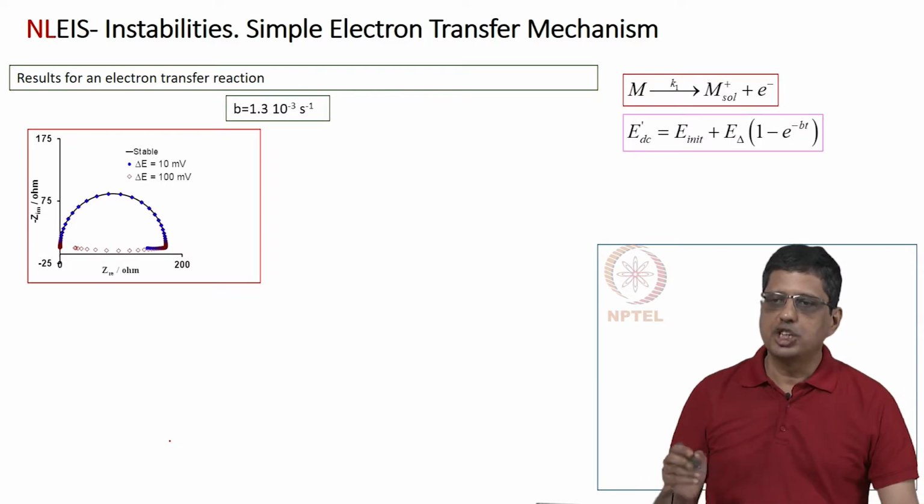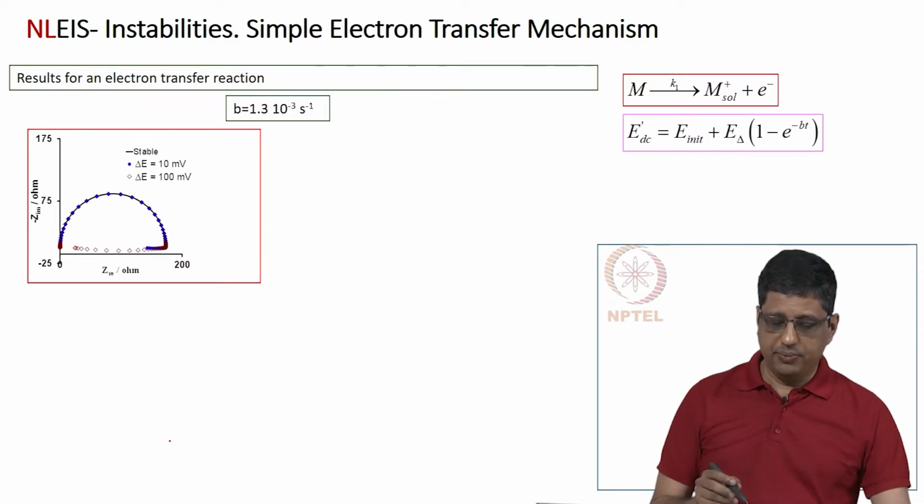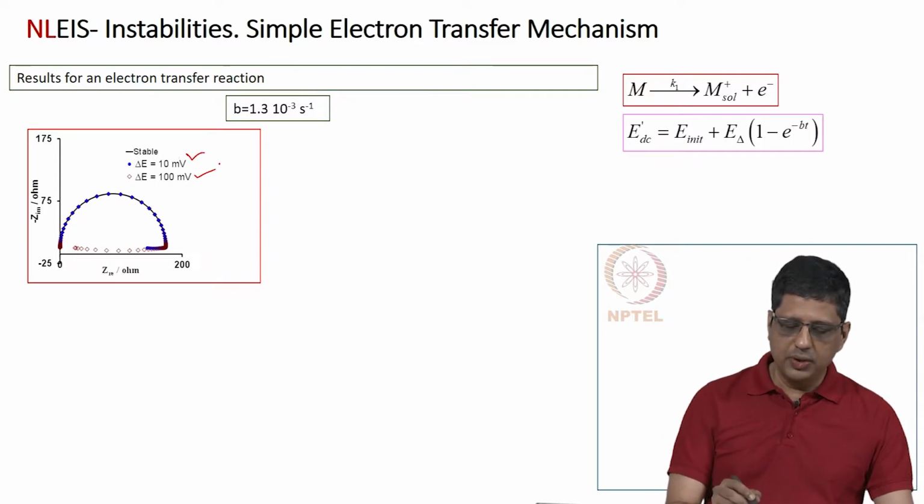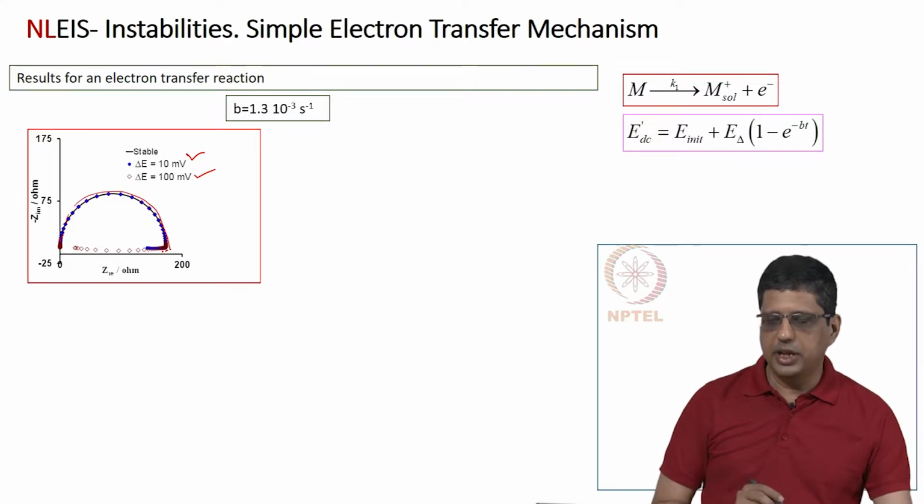What happens if the potential change is actually exponential? With a maximum change of 10 millivolt and a maximum change of 100 millivolt, the 10 millivolt results are given as blue filled circles and the 100 millivolt results are given as diamonds with brown color, and the stable result of course will start here and end at this location as a semicircle.